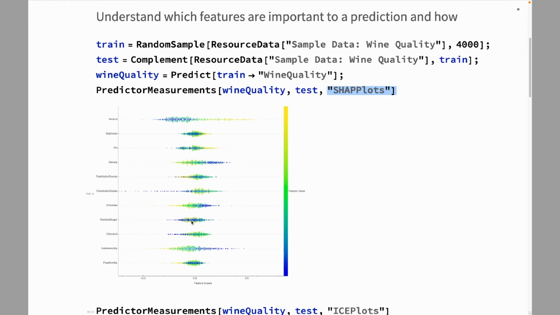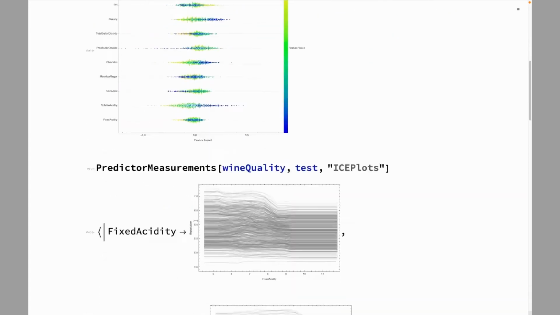So the residual sugar doesn't seem to be terribly important, because it's never the only feature that tells us what's going on. Neither is it a very impactful one. So if we wanted to drop a feature, maybe that's the one to consider getting rid of.